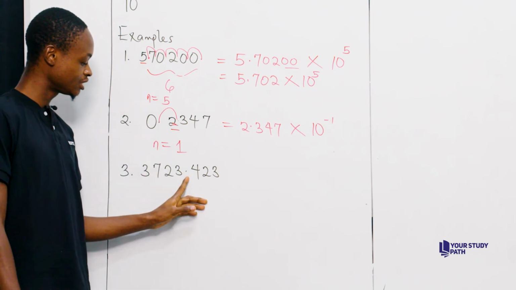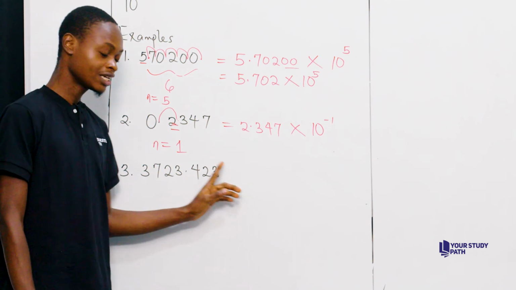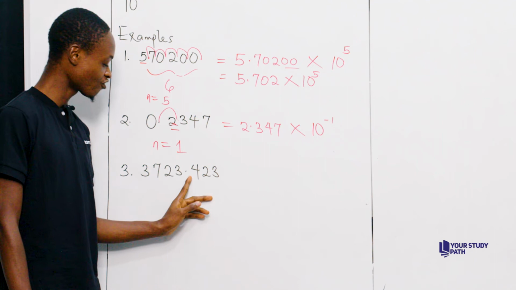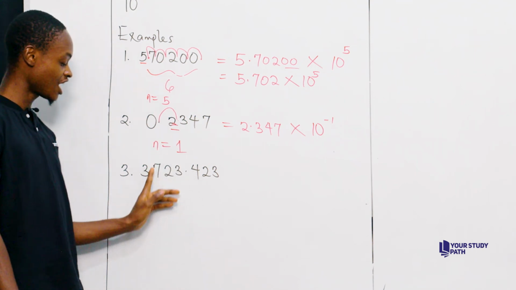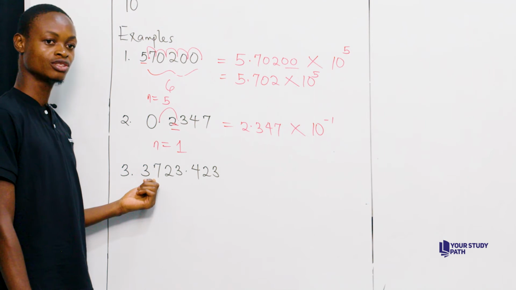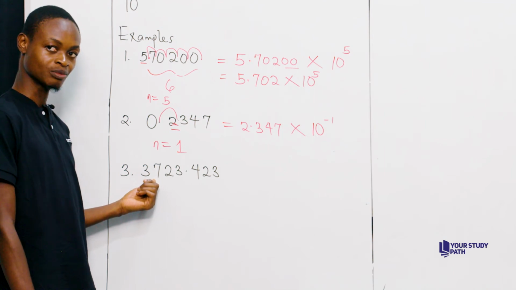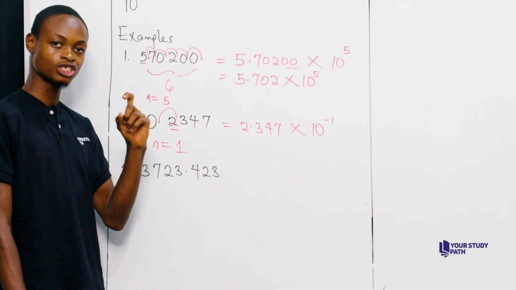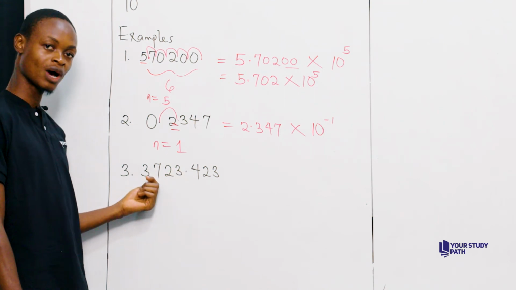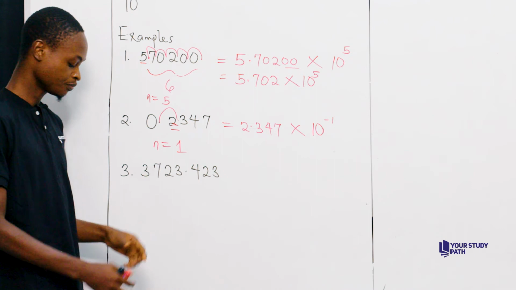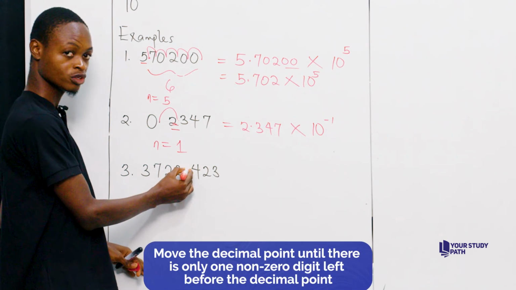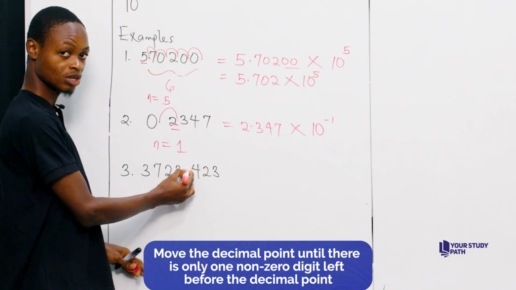If you were to move the decimal point towards the right, then you have a lot of non-zero digits before the decimal point. However, if you were to move the decimal point towards the left, then you would be able to achieve just one non-zero digit before the decimal point. Remember, that is always your goal, to ensure that the decimal point only has just one non-zero digit before it. So in this case, we'll be moving this decimal point forward, that's from right to left.